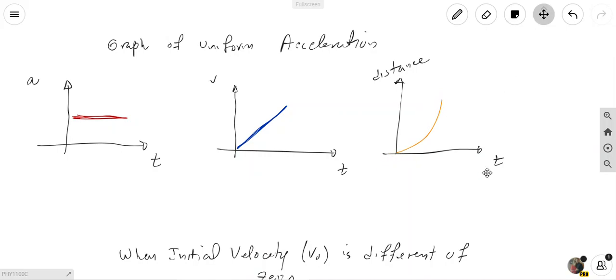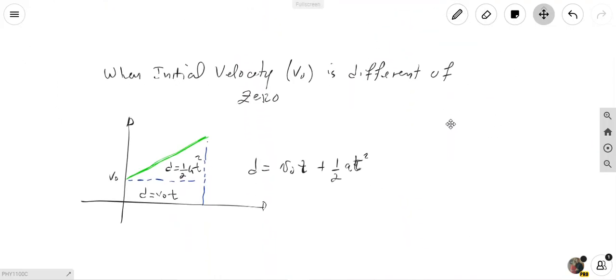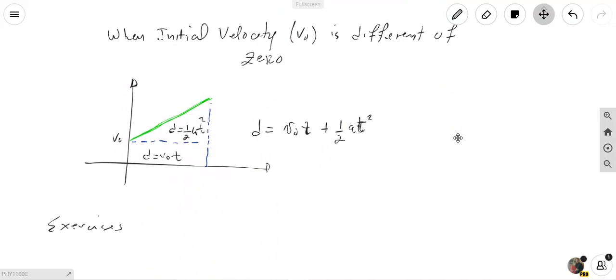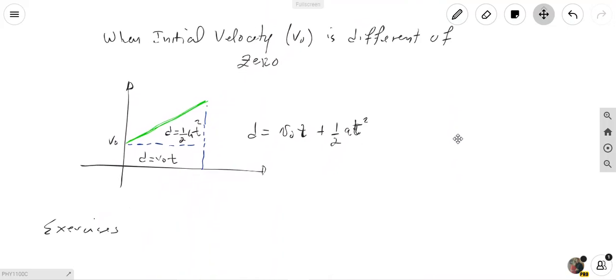Now, let us see what happens when we have an initial velocity that is different than 0. When we have an initial velocity different than 0, if you want to find the distance that was traveled by the car, you have two components. You have first this rectangular part that is representing the distance traveled by a car with constant velocity, with a velocity equal to the initial velocity and with 0 acceleration. This would be this rectangular part over here.